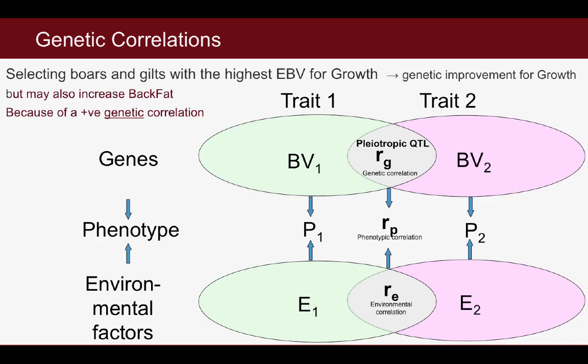Genetic correlations are caused by QTL that affect both traits, which are referred to as pleiotropic QTL. So when considering all QTL that contribute to the breeding value for trait 1 and all QTL that contribute to the breeding value for trait 2, as indicated here, there is a genetic correlation if some QTL affect both traits. Genetic correlations are different from phenotypic correlations, which are correlations between phenotypes observed for the two traits among individuals in a population. The phenotypic correlation between two traits is a combination of the genetic correlation between traits and the environmental correlation between traits. Environmental correlations between traits are caused by environmental factors that affect both traits.